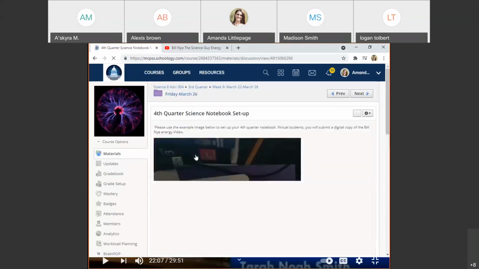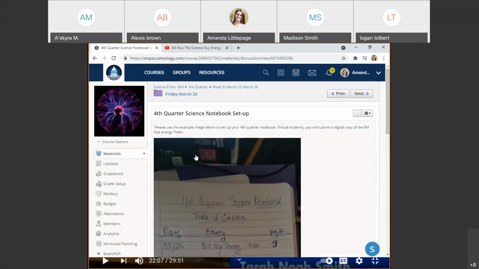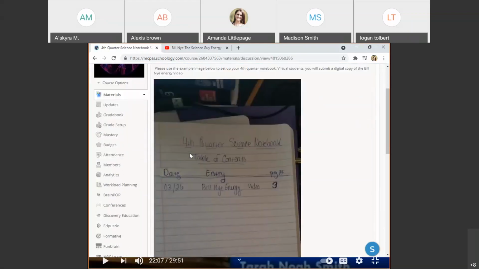So if you click on that, I did include a little image here, and it may be more clear when you look at it in your Schoology page. But notice at the top, it'll say fourth quarter science notebook, table of contents, the date, the entry, and the page number. This is how a proper science notebook should be set up. And then you would put the day, the title of the entry, and the page number.